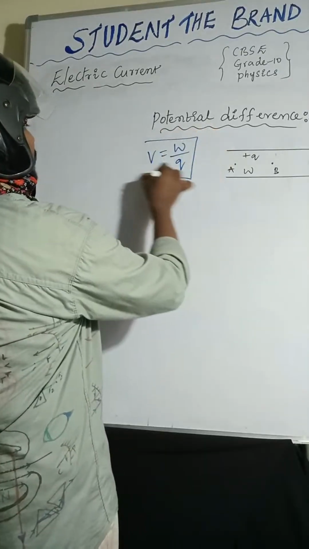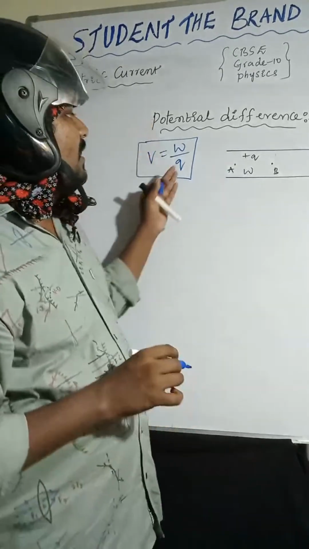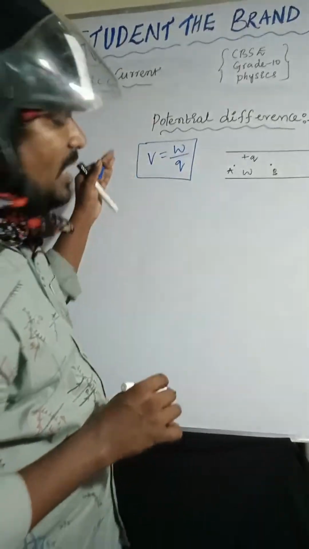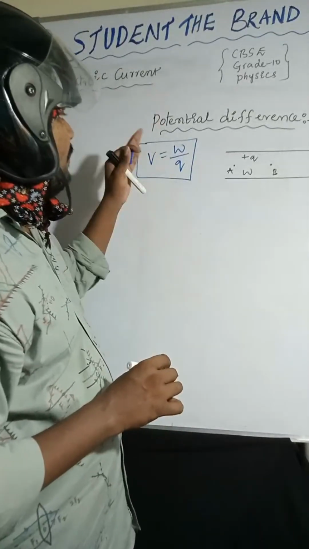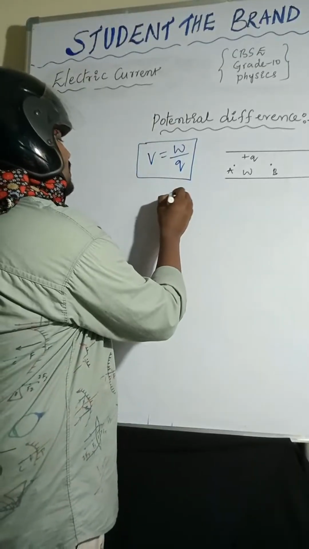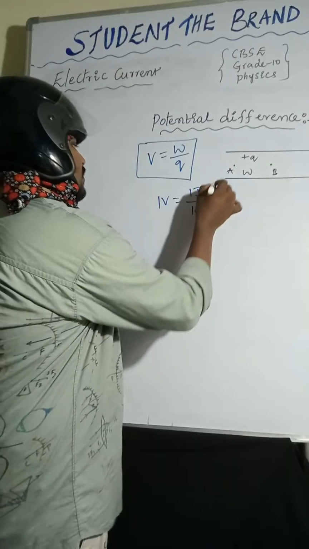Potential difference is equal to work done by charge. So I'm taking V equals W by Q. The SI unit of potential is volt. The SI unit of work is joule. The SI unit of charge is coulomb.